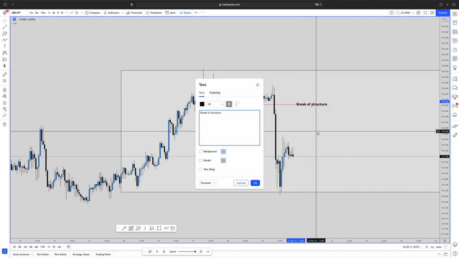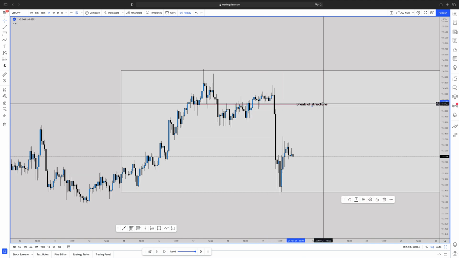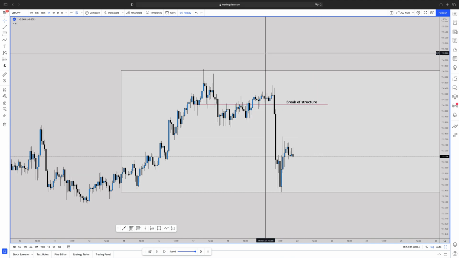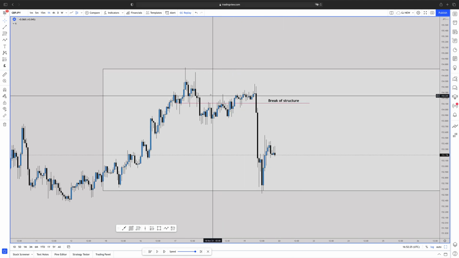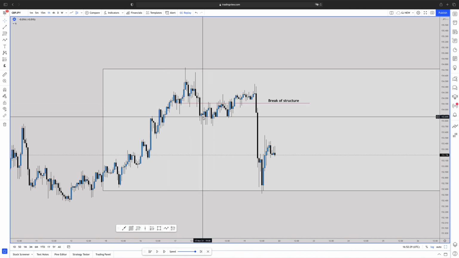If you don't understand structure, learn it, okay? Because this will save you time and time and time again. If you can understand structure, then I would say you are the majority of the way there of being a successful trader, because you know which way to trade. So now we have our break of structure. Once we've got our break of structure, again, we want to sell from the highest possible point, sell from the highs, buy from the lows.